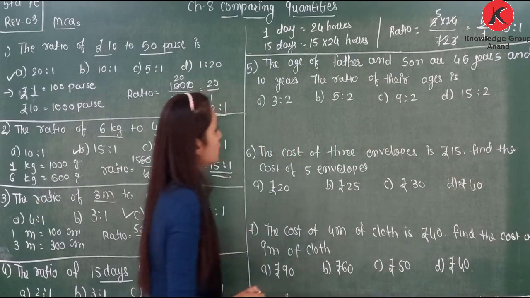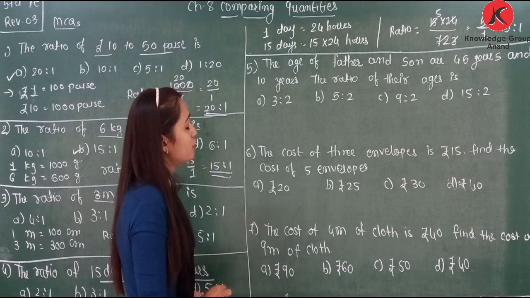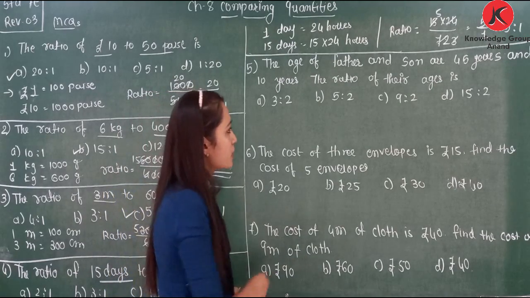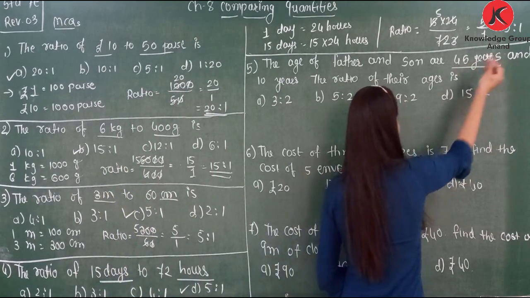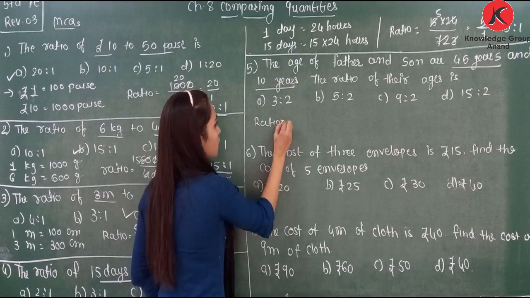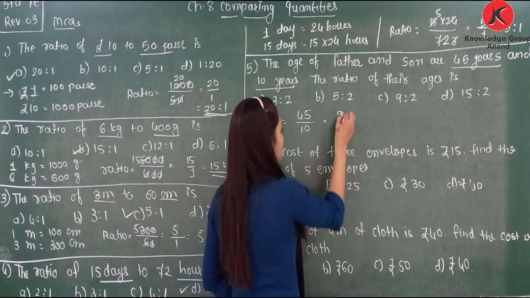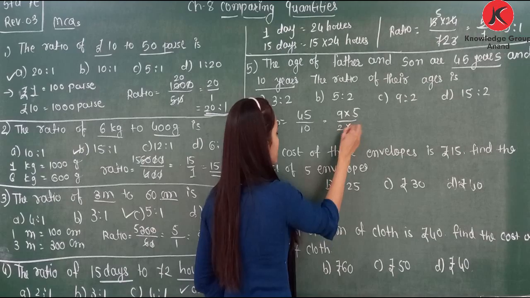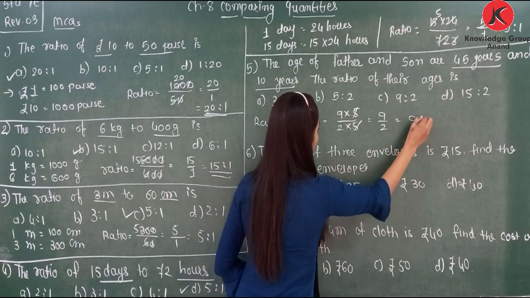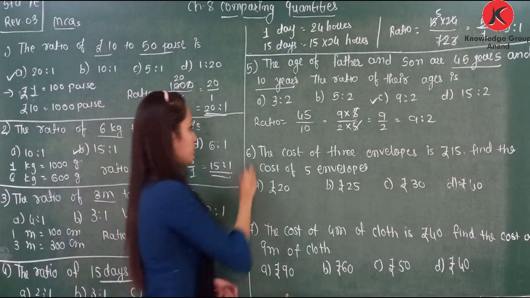Next one. The ages of father and son are 45 years and 10 years. The ratio of their ages. First age is for father and second for son. So ratio is 45 divided by 10. Factorize this. 9 5s are 45, 2 5s are 10. So 5 is common. So 9 by 2. So ratio is 9 is to 2. So that is option C.